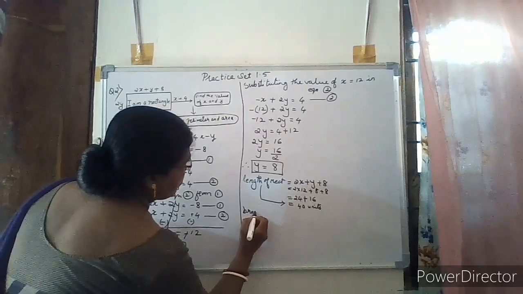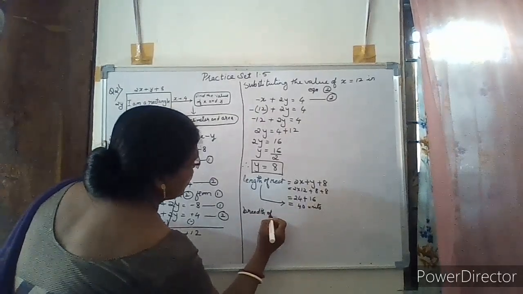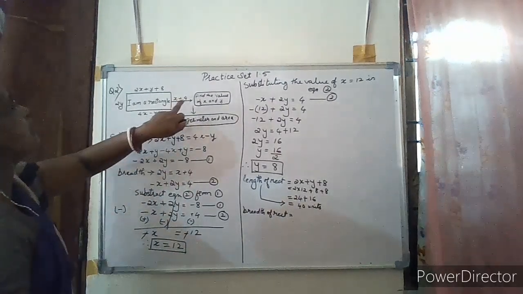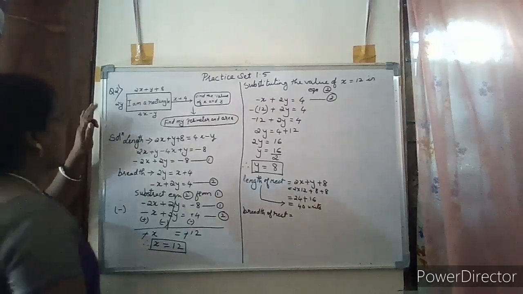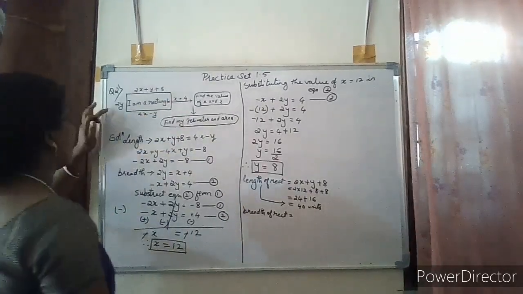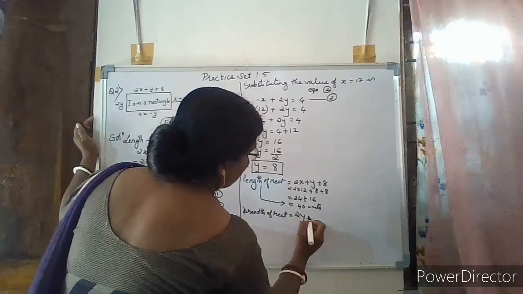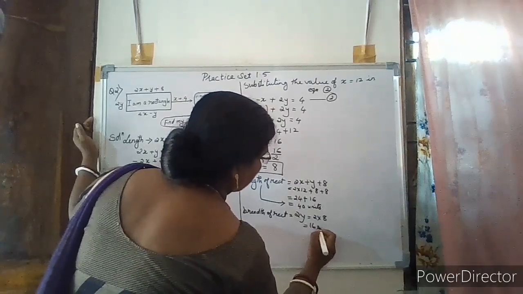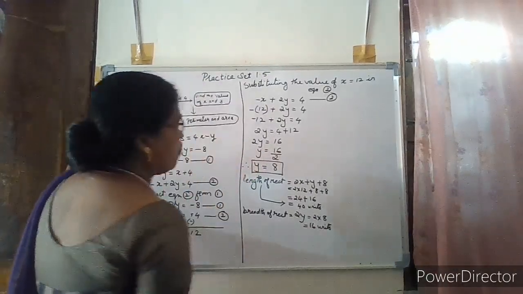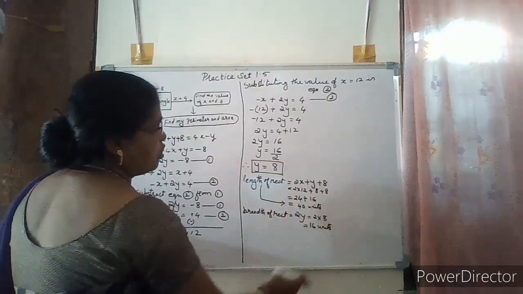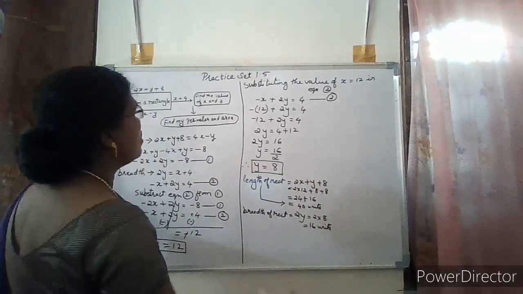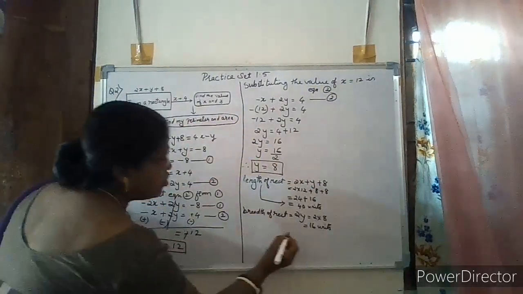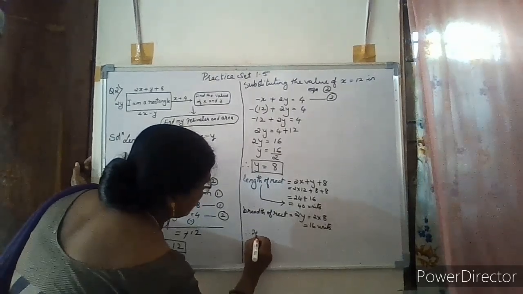Now the breadth. Breadth of the rectangle is given as 2y, and here also it is given as x plus 4. Any one we can take, either 2y or x plus 4. So let me take 2y. That is equal to 2 into the y value, which is 8. 2 eights are 16, so 16 units. So we got the length of the rectangle as 40 units and the breadth of the rectangle as 16 units. Now the question is to find the perimeter and area. So, perimeter of the rectangle.